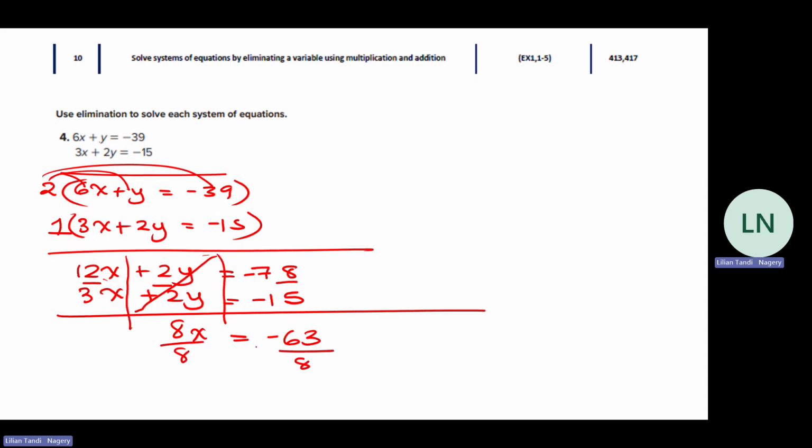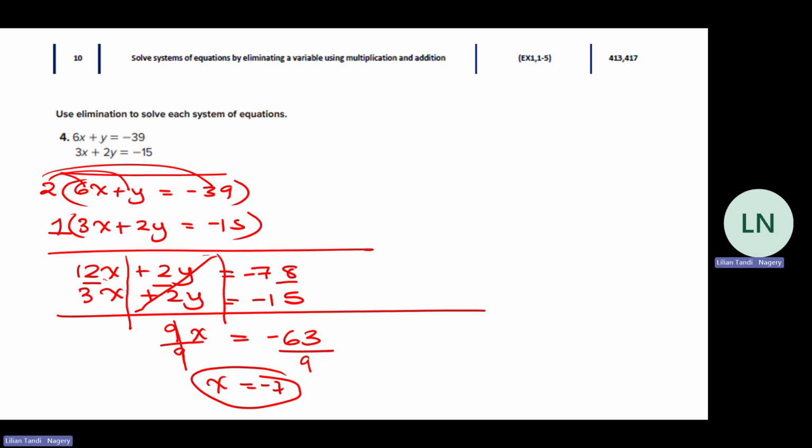Something must be wrong somewhere. Because why is my answer this way though? Okay. What is 12 minus 3? 9, not 8. Yes, you see? 9. That's how I know something was wrong. Okay. So now we have x equals to negative 7.